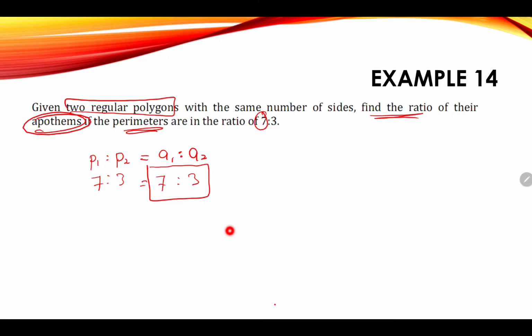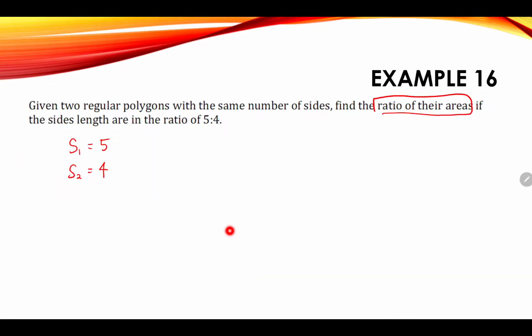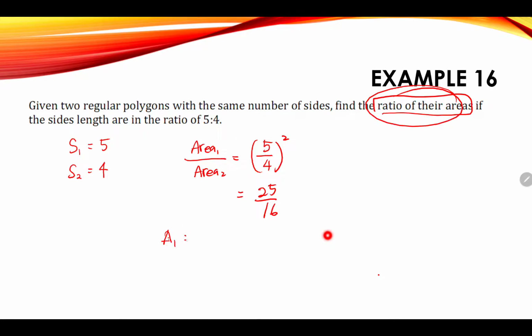Guna formula mana? Yang ni this one. Okay, ini ratio of the area. Okay, area 1 bagi area 2, ratio of the area equals ratio of the side lah. Okay, 5 divide by 4 square. Ni formula yang tadi. So 25 bahagi 16. So ratio of the area is A1 ratio with A2 equals 25/16 lah. Okay, so ini jawapan dia.